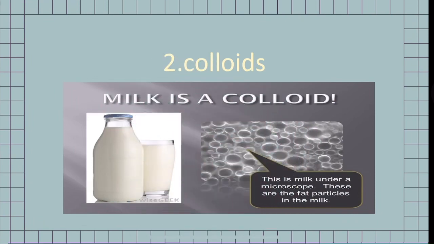Second of all, we have colloids. Colloids are heterogeneous mixtures where the particles of the dispersed phase are larger than the individual molecules, but too small to settle out. For example, here we have the milk. So the milk under the microscope, these are the fat particles in the milk under the microscope. So the fat particles are dispersed in water.